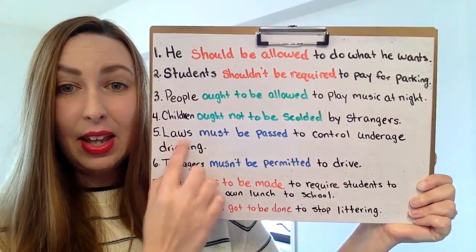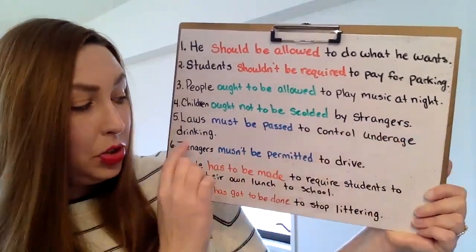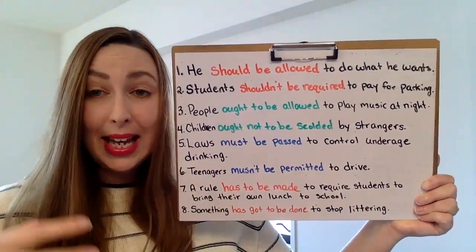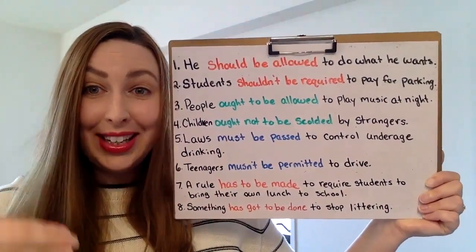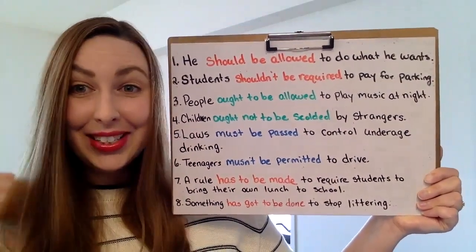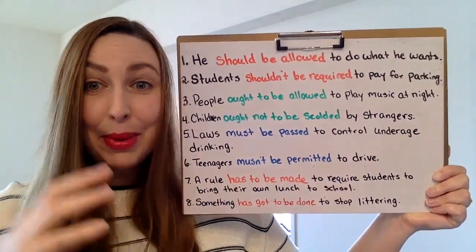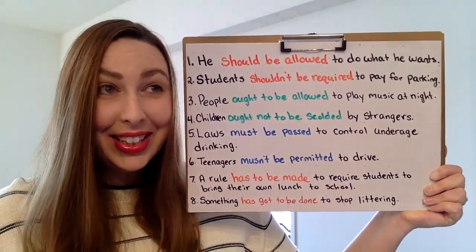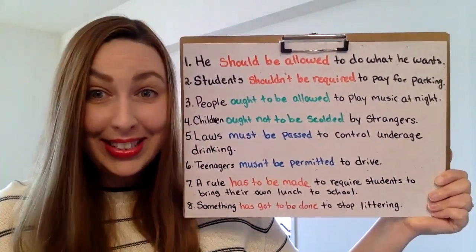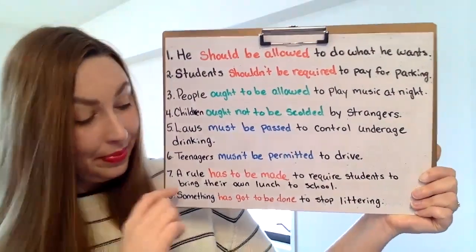And here, laws must be passed to control underage drinking. So underage drinking means that kids are drinking under the age where you're allowed to drink. So in the US, 21 is the drinking age, but if you are drinking underage, maybe at 16, 18, 20, that would be considered underage drinking, okay?